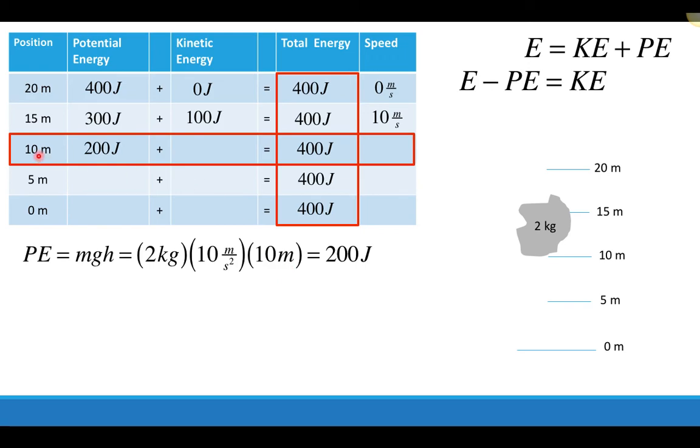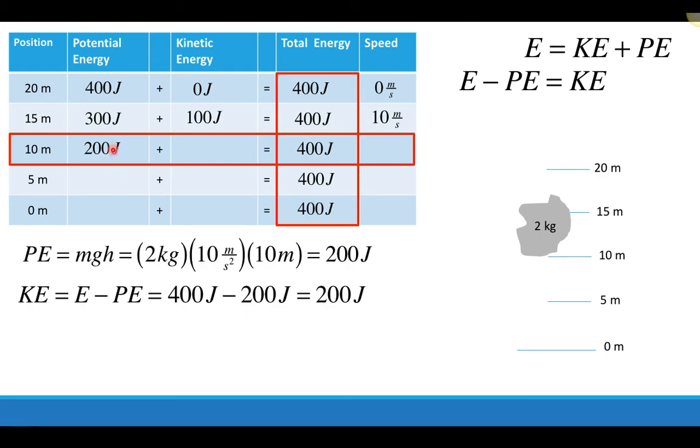This is actually the halfway point, right, from the highest position to the lowest position. So at the halfway point, the potential and kinetic energies are exactly equal, and they're halfway between the total energy of the system.